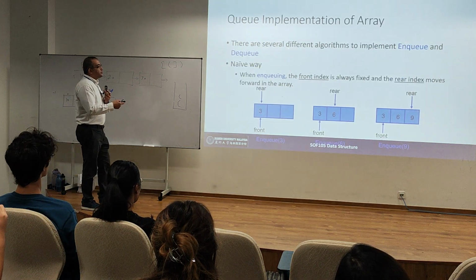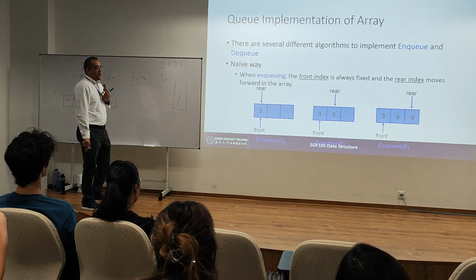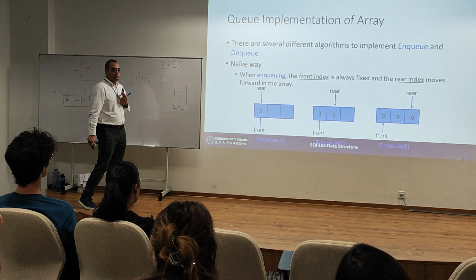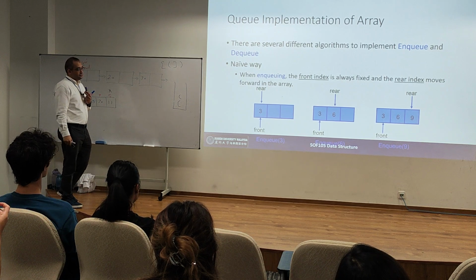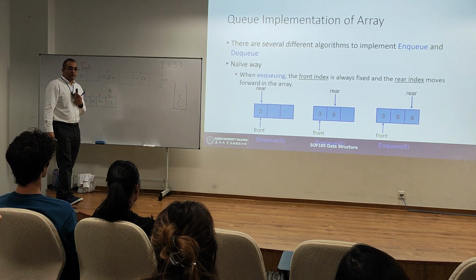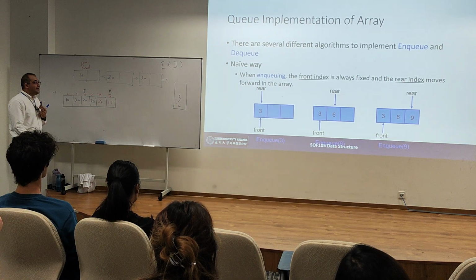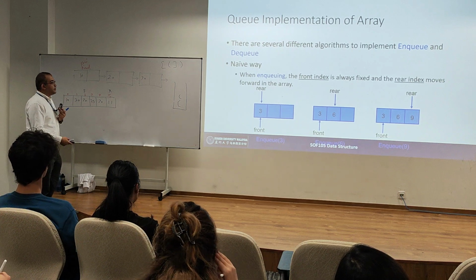So there are different algorithms to implement enqueue and DQ. A naive way is what to do. What does naive mean? Simple? No. Naive is not simple. Naive is not so smart, I would say. Naive way means not a good way to do it. Not the best way to do it.